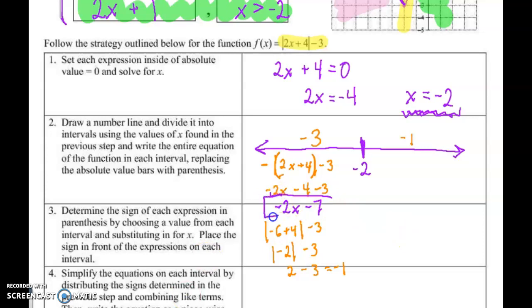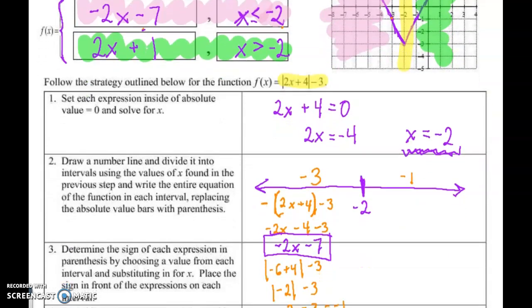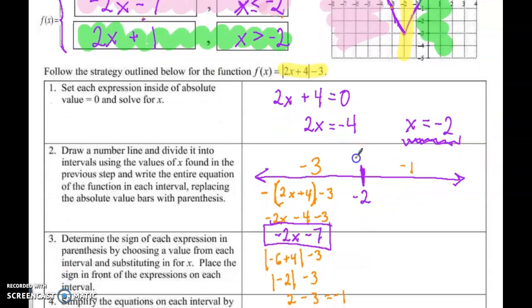Where have we seen negative 2x minus 7 before? That was the equation of our top piece, for x is less than or equal to negative 2, which is exactly what we did. X was our bound. To the left of that gave us a negative.